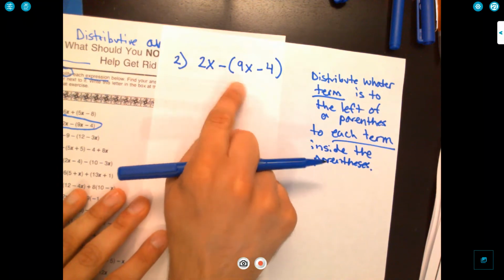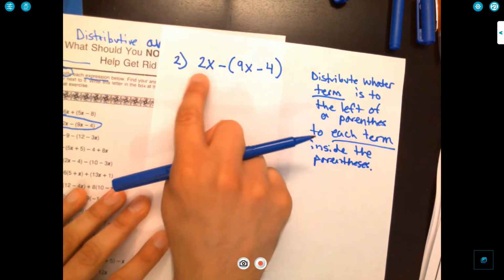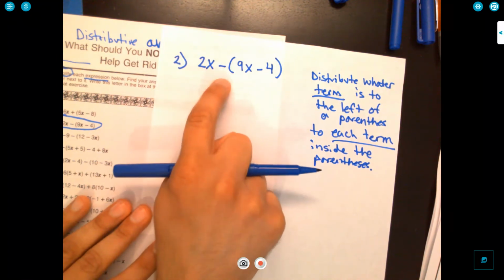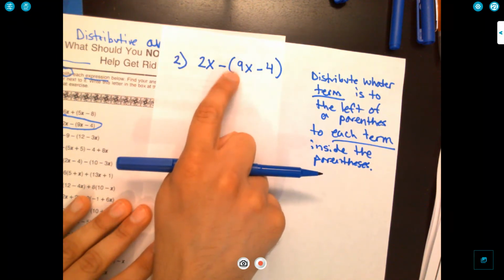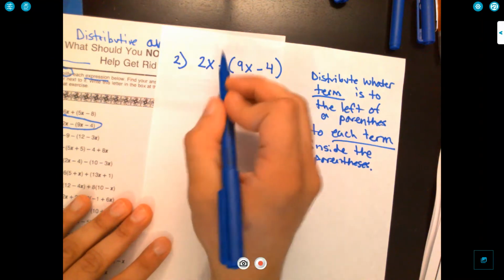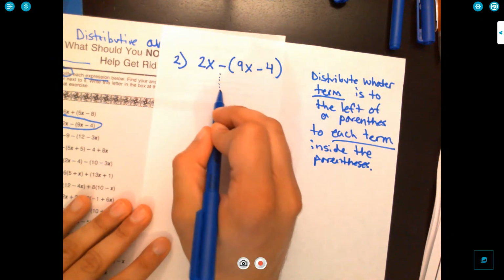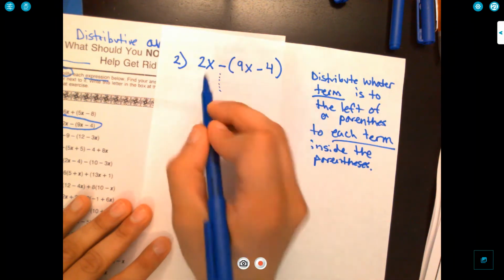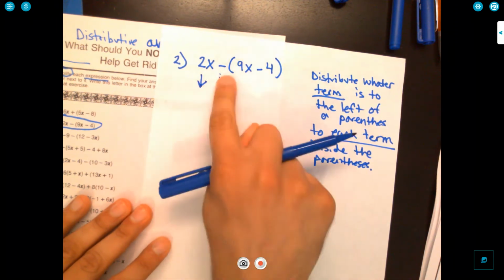So that means we have 2x minus and then open parentheses. This negative separates this term from any terms over here, because we only distribute one term. So don't distribute the 2x. The 2x is going to carry down once we distribute this.